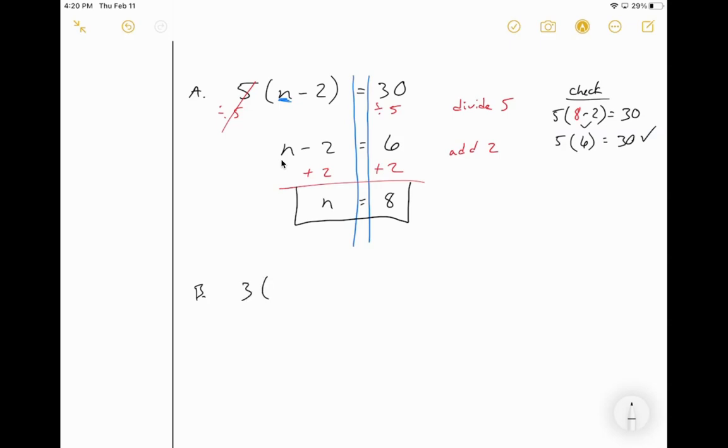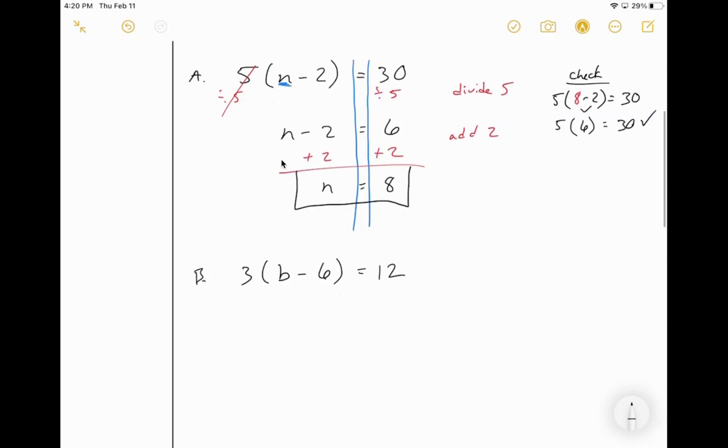3 parentheses b minus 6 close parentheses is equal to 12. All right, so what do we do here? Let's check it. Look, again, go through all of our steps. Step 1 was always draw our wall and identify the variable. Okay, draw the wall, there's our variable, b. So that's what we want by itself. Again, we need to get rid of the minus 6, and we got to get rid of the times 3.